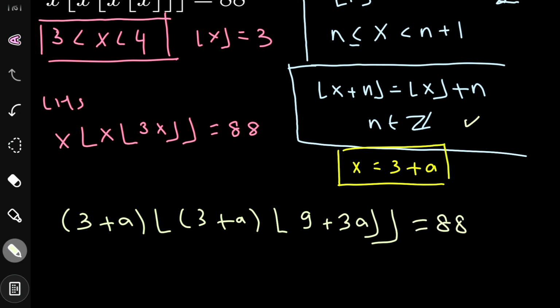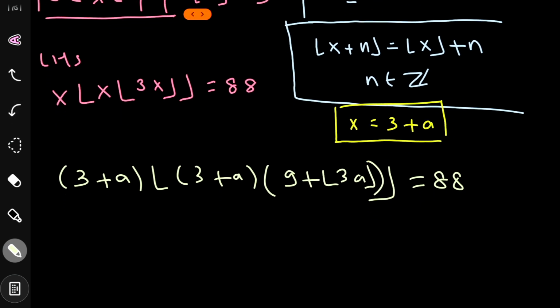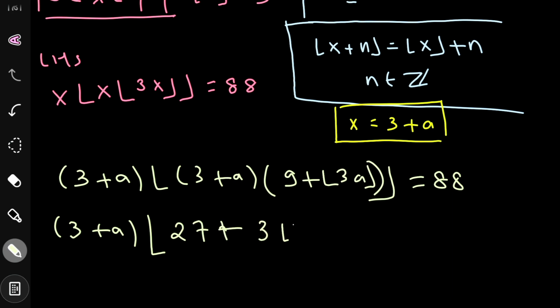Now recall the identity that floor of (x plus n) is equal to floor of x plus n if n is an integer. So the same thing is over here. 9 is an integer, hence we can use this identity. So the floor value of 9 plus 3a will turn out to be 9 plus the floor value of 3a, and this thing is still getting multiplied with 3 plus a. If I open this bracket of multiplication, I will get 3 plus a present outside as it is, the floor bracket 27 plus 3 times the floor value of 3a, plus 9a plus a times the floor value of 3a.